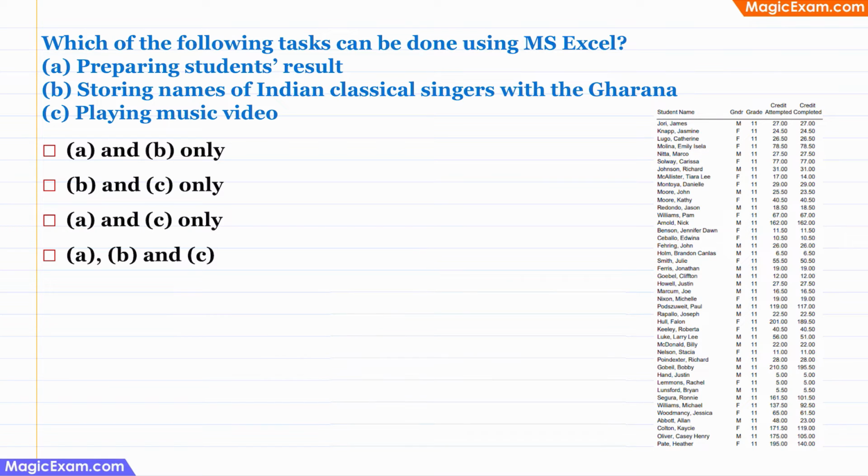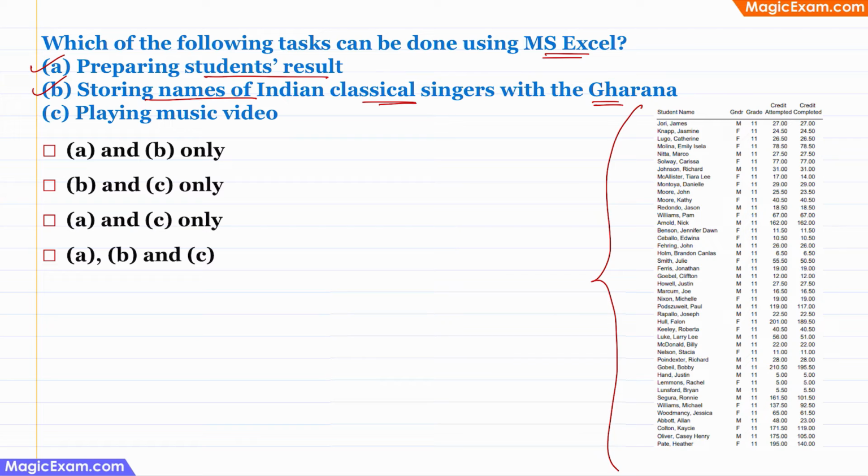Which of the following tasks can be done using MS Excel? Now, if you are preparing a student's results, or if you are storing names of Indian classical singers with their Gharana, then you are creating tables or showing data in a tabular format. So both A and B can be easily done in MS Excel.